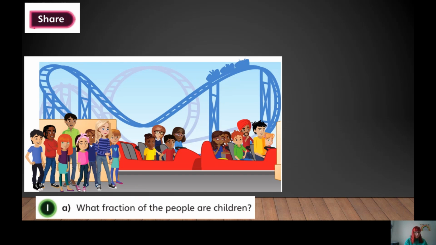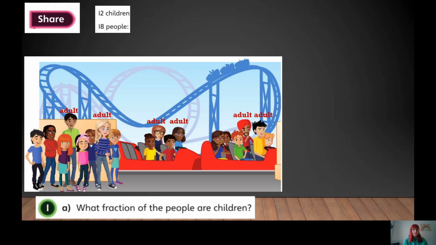So let's have a look at this. Potentially it's a little bit difficult to identify who are the children. So just to make things easier, we've got an adult here, an adult here, an adult here, here, here, and here. It looks like there are 6 adults altogether. So let's find a total. We've got 2, 4, 6, 8 people standing, 10, 12, 14, 16, 18. So there are 18 people altogether, and 6 adults. So 12 of the people are children.